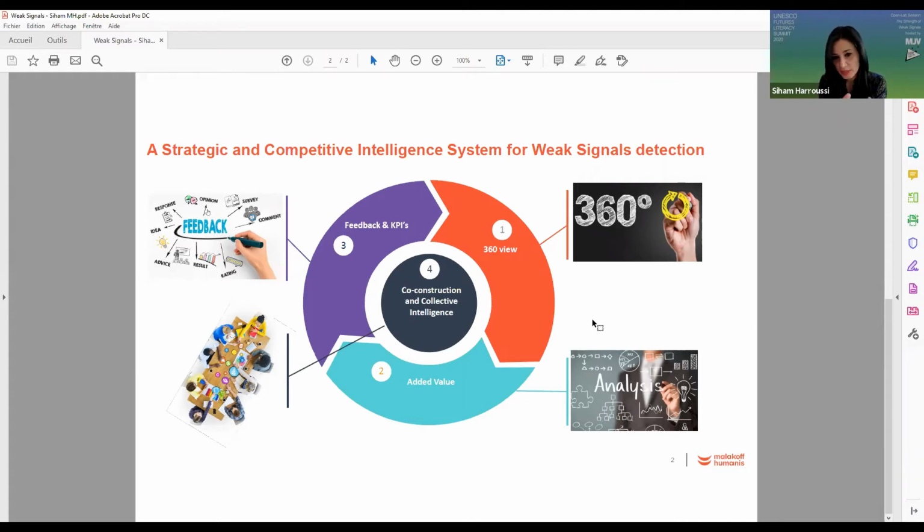So we can see that the starting point of analyzing and detecting weak signals is really this monitoring system, this strategic intelligence system. The analysis of these weak signals is also used by us for other activities like prospective and innovation activities.